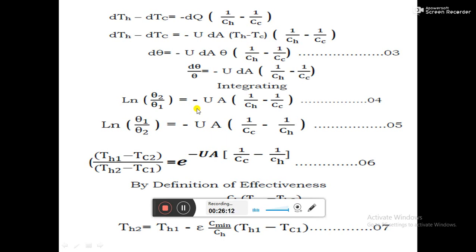But we know that Th minus Tc gives the temperature difference between the hot fluid and the cold fluid at the inlet of the elementary area, which can be replaced by the term theta, and dTh minus dTc can be replaced by the term d theta. We will get the equation d theta equals minus U into dA into theta into (1 by Ch minus 1 by Cc). Call this equation number 3.